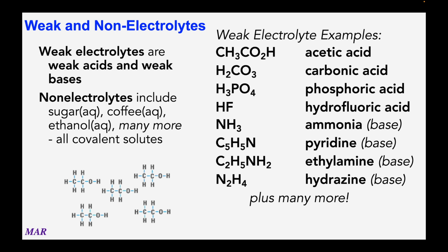Now, weak electrolytes are basically going to be weak acids and weak bases. And on the right-hand side there are several examples of both weak acids and weak bases. If you see an acid or a base, and it's not one of the strong acids and strong bases, you can definitely assume in this class that it's going to be a weak acid or a weak base. And that means it's going to be a weak electrolyte.